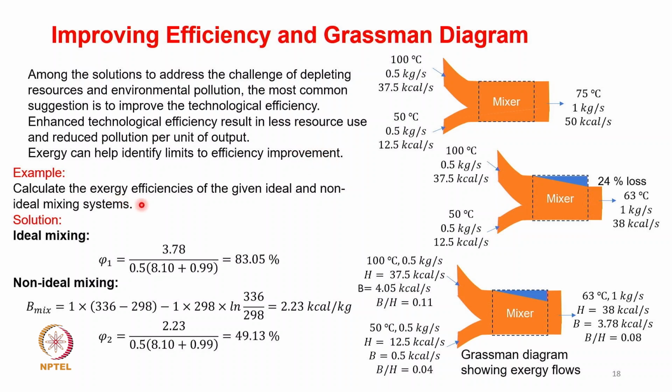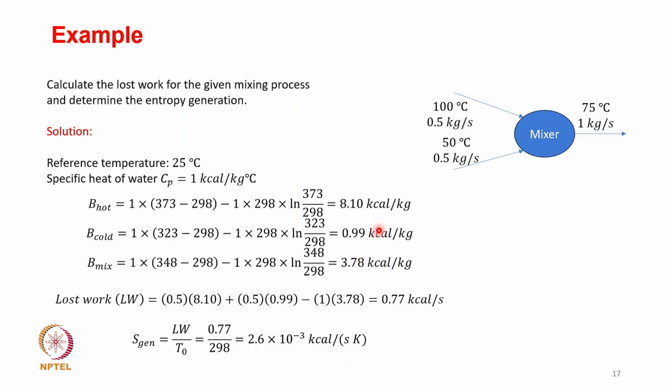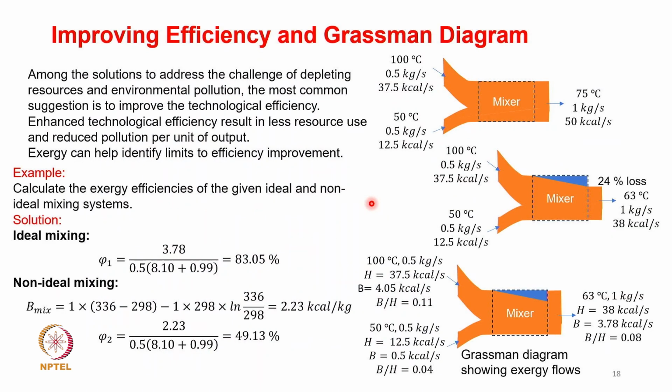Now consider the case: calculate the exergy efficiencies of the given ideal and non-ideal mixing systems. So, let us assume that our mixing is ideal. Let us move one step back. We have 3.78 B mix, 0.9 B cold, and 8.10 B hot. So, in the ideal mixing case, it will be 3.78 divided by 0.5 times 8.10 and 0.9. This would be like 83%, which is a good thing.